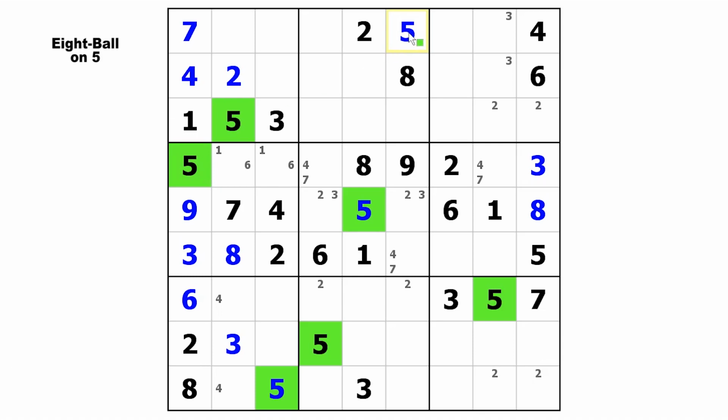And now we have 8 of the 9 5s already placed, so there's only one place left for a 5 to go in the whole puzzle, and that is right there. So we can enter that, and now let's move to the 6s.